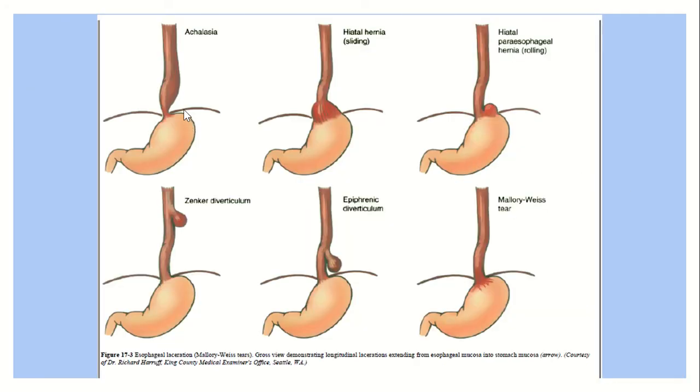From this illustration, you see some of the diseases shown here: the achalasia of the cardia, then hiatal hernia, paraesophageal hernia, rolling, Zenker diverticulum, epiphrenic diverticulum, and Mallory-Weiss tear syndrome.